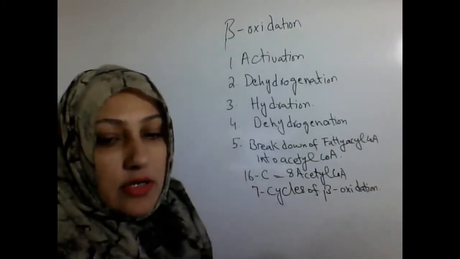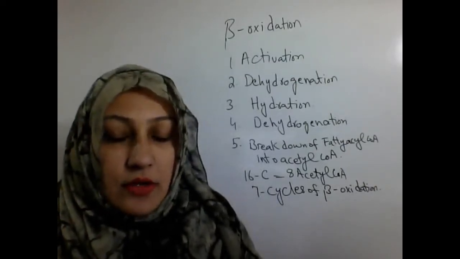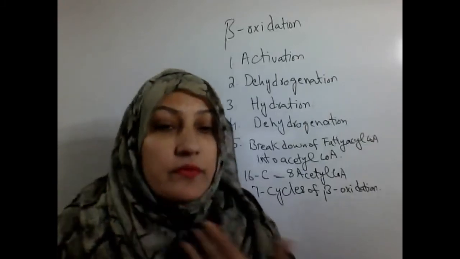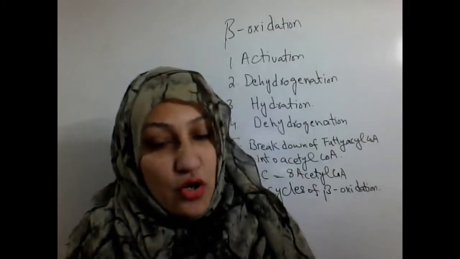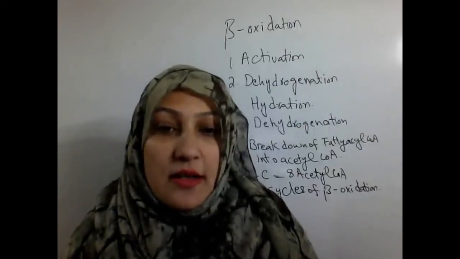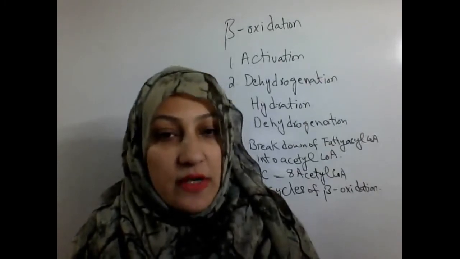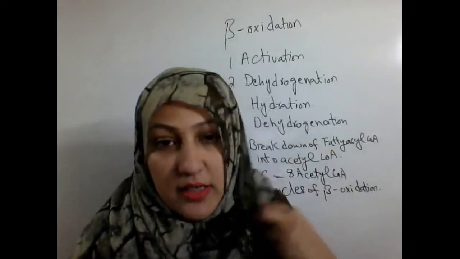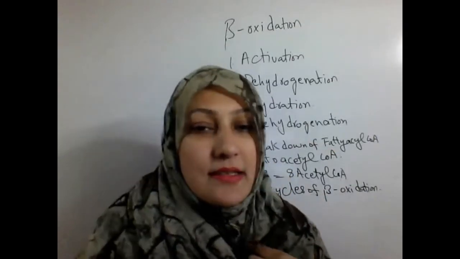Now we are going towards the beta oxidation. As we know, fatty acids are of different chain lengths: either they are odd chain fatty acids or they are even chain fatty acids. If they are even chain fatty acids, then the molecule produced during this beta oxidation is acetyl CoA.